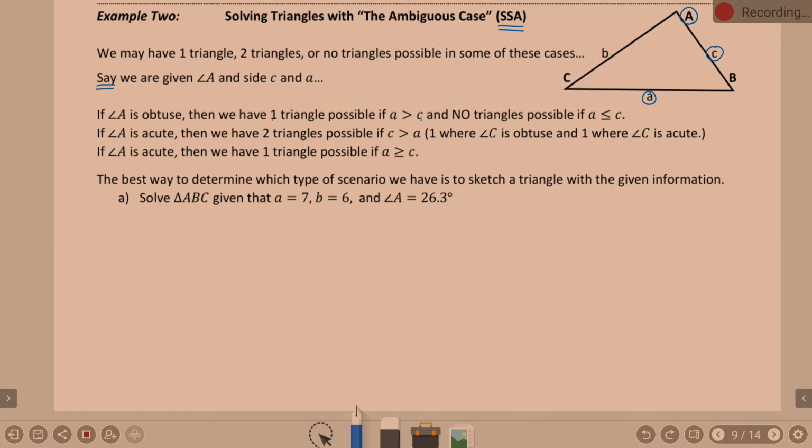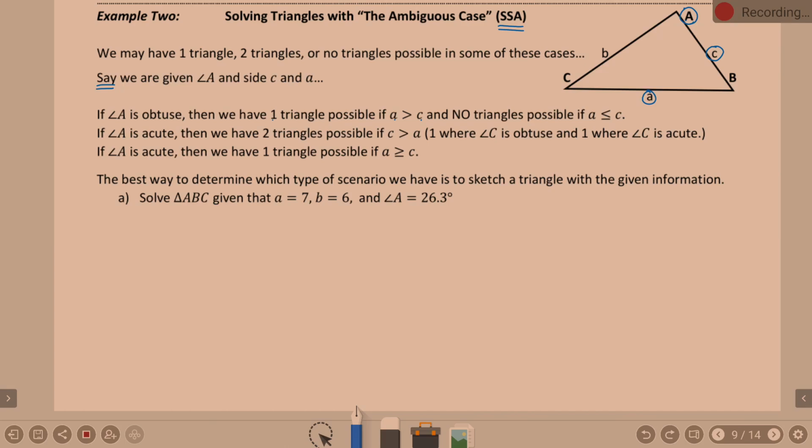Now we have two acute options. If angle A is acute, but C is bigger than A, so the side next to it is bigger than the side across from it, then there are two triangles: one where angle C is obtuse and one where angle C is acute. That's a tough case to figure out. We'll go through an example like that at some point. And then the other option is if angle A is acute and A is bigger than C, then you have one acute triangle.